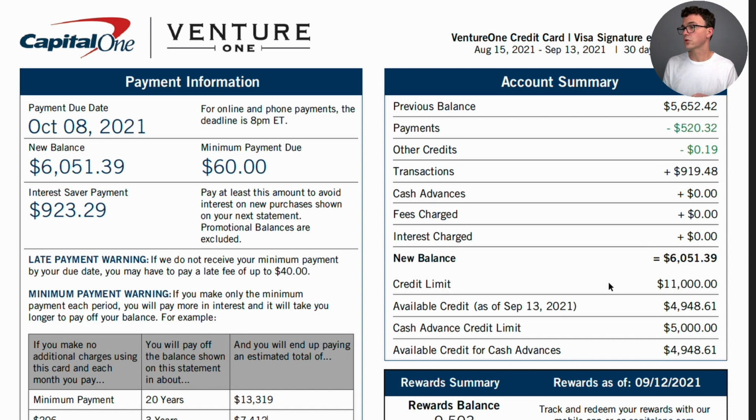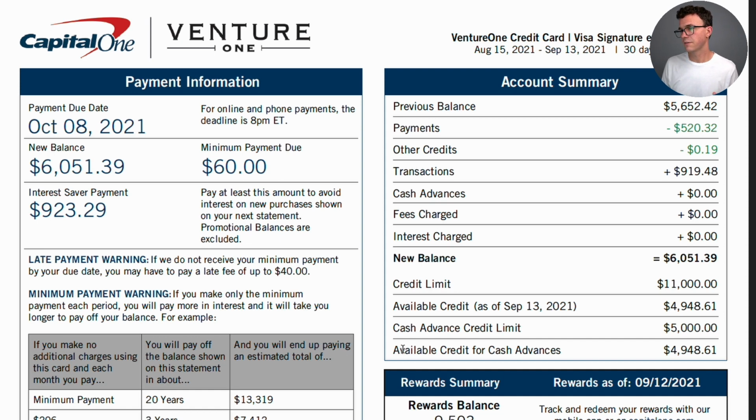Below that, they're going to show you the credit card limit, in this case $11,000. Available credit as of September 13th is $4,948.61, which is this number minus this number. The cash advance credit limit is $5,000. So generally, whatever your available credit is, the cash advance amount is something smaller than that. You can see here it's less than half.